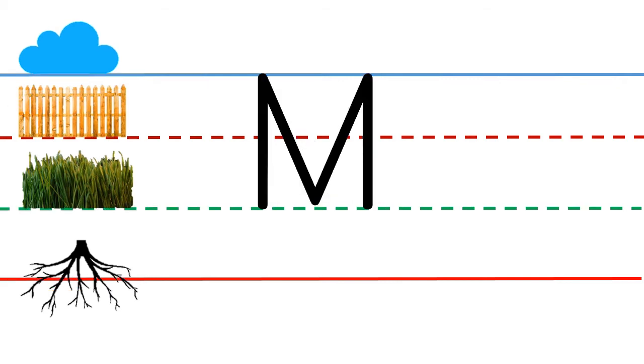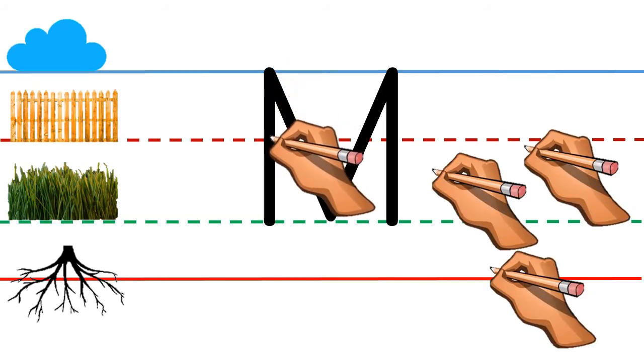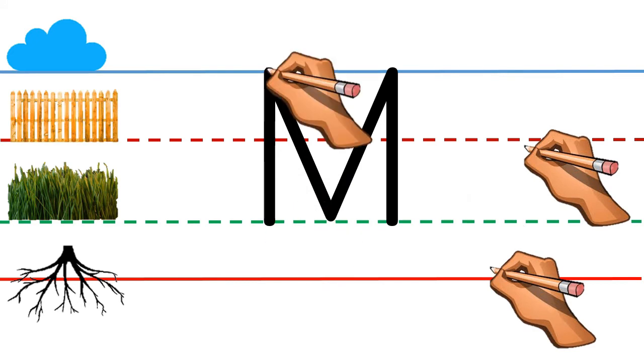Now we will learn the formation of capital M. Put your pencil on the skyline. Come down straight and touch the grass line.